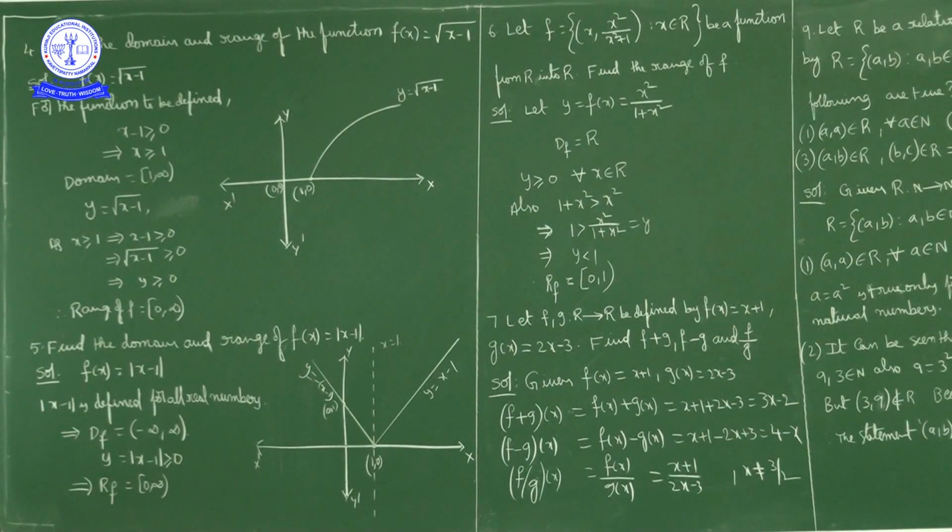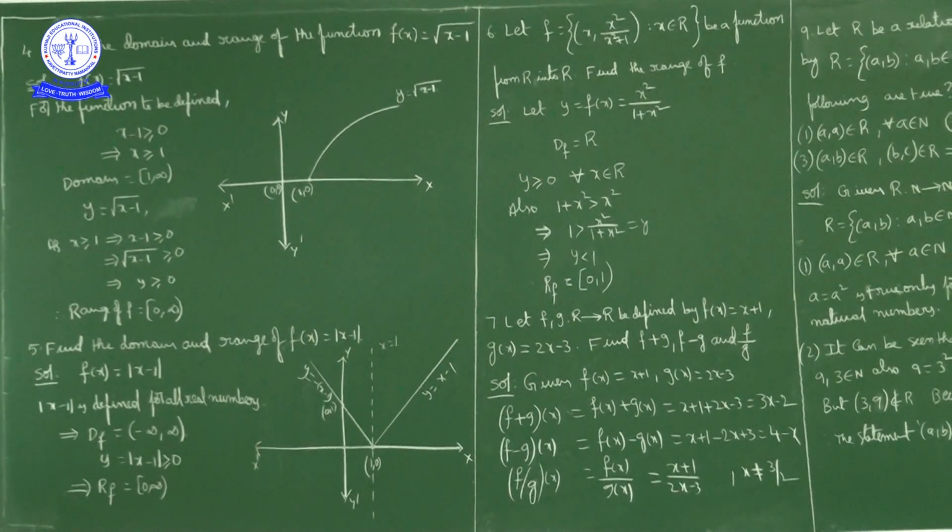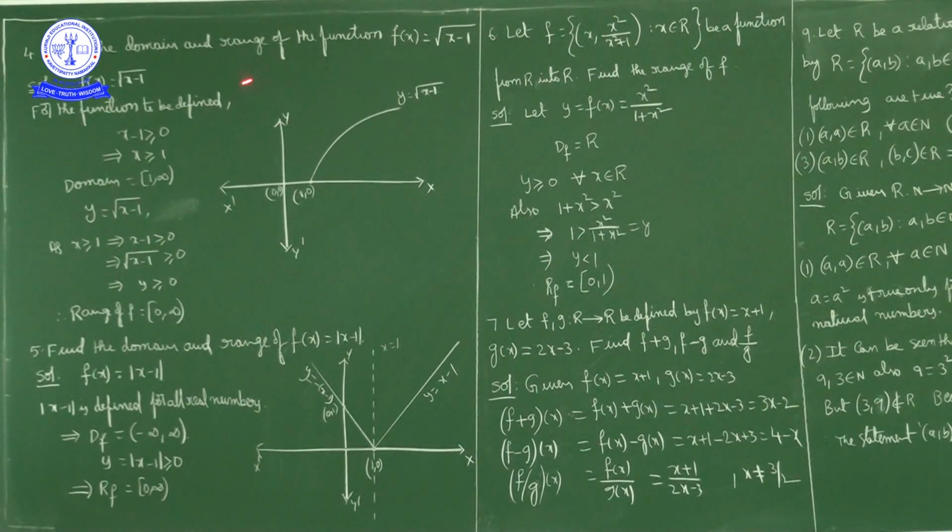Good morning, students. We are discussing miscellaneous exercise of relations and functions. Okay, question number 4. Find domain and range of the function f of x is equal to square root of x minus 1. Domain means what values we can give for the variable x. Range is what values the function is giving by giving different values for the variable x.